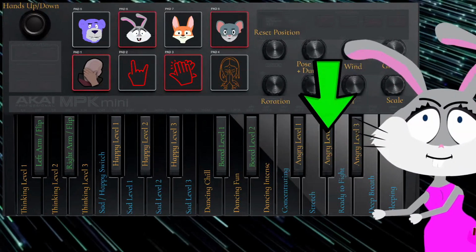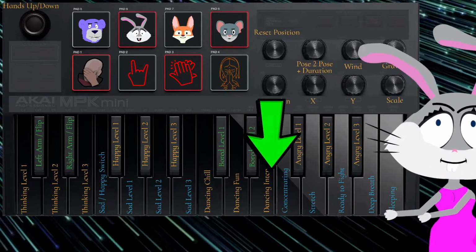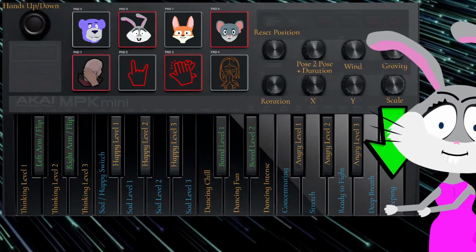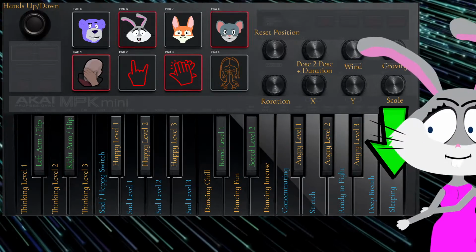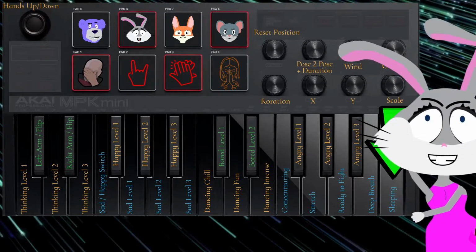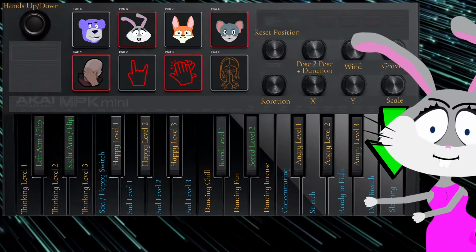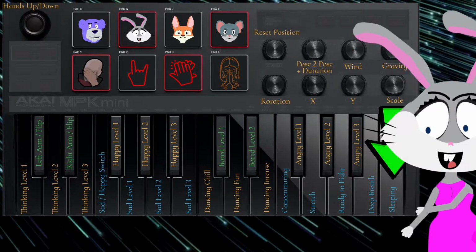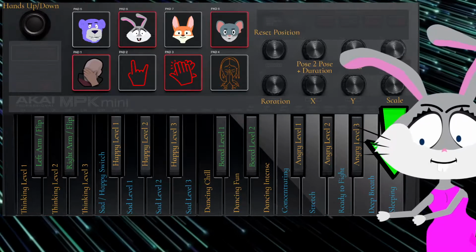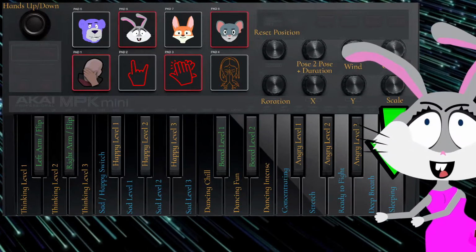And the last things that we have are 3 levels of angry and different things that we can do when it comes to specific tricks and behaviors. So it can be stretching, like a yawning situation, or it can be a deep breath, like calm down, bunny, or it can be just sleeping, concentrating.